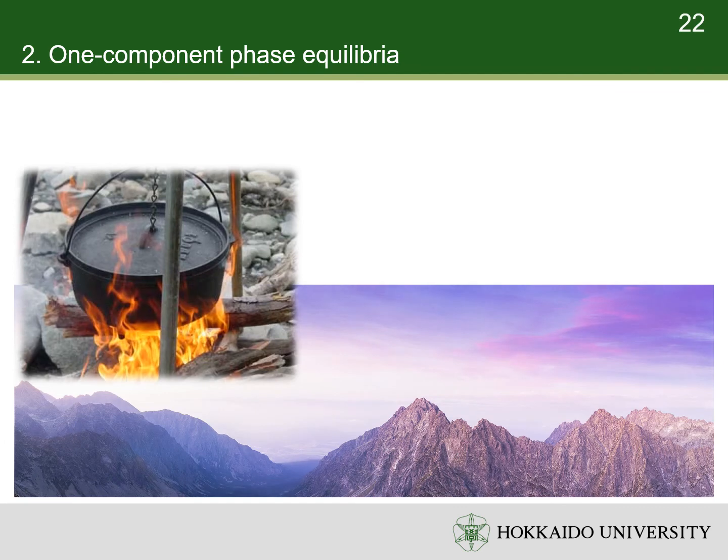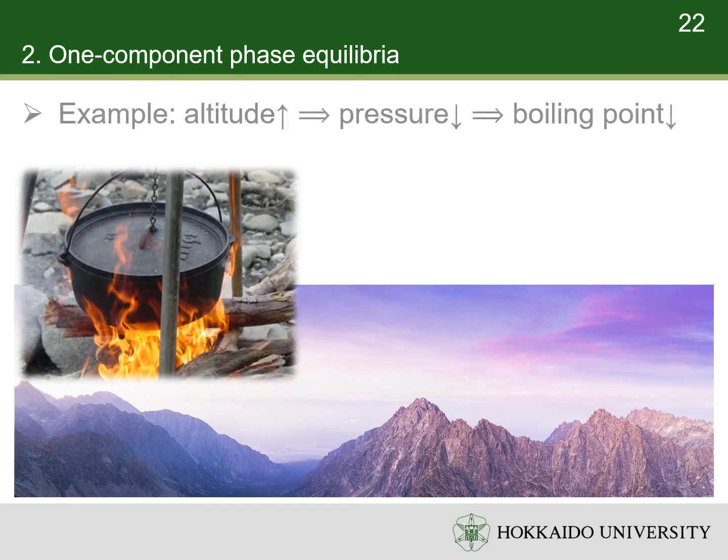The Clausius-Clapeyron equation explains why cooking is difficult on a plateau. As altitude increases, the atmosphere pressure decreases. For example, at sea level, the atmosphere pressure is 101,325 Pascal. The boiling point is 100 degrees Celsius. At an altitude of 4,000 meters above sea level, the atmosphere pressure reduces to 61,617 Pascal. The boiling point of water lowers to 86 degrees Celsius. That is, the cooking temperature is limited to 86 degrees Celsius.